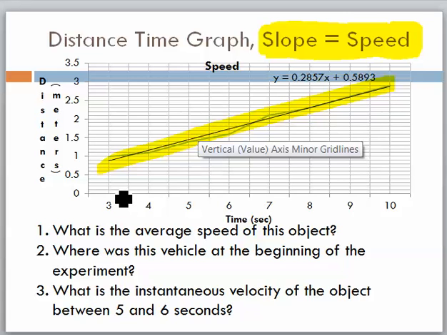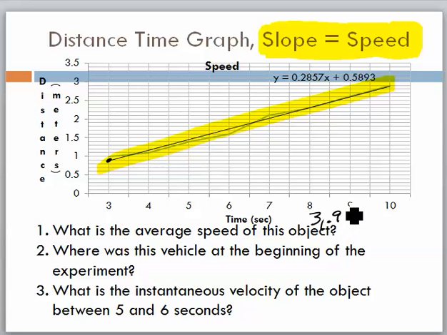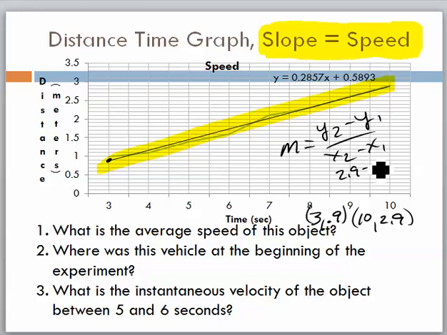So if I look at the very first one, my ordered pair would be 3 seconds. It had gone 0.9 meters. So that first ordered pair would be 3 and 0.9. The last ordered pair would be 10, and it looks to me about 2.8, 2.9. So it's going to be 10 and 2.9. Well, when I go to find the slope of this, that's going to be y2 minus y1 over x2 minus x1. So y2 is my second y-coordinate, which is 2.9, minus my first y-coordinate, which is 0.9, divided by x2, which is 10, minus x1, which is 3.